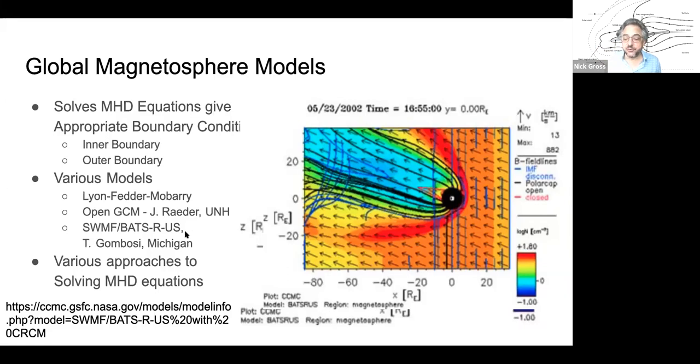Anyway, that's Jimmy Raeder's model at UNH. And then there's a Michigan model, the Space Weather Modeling Framework, also referred to as BATS-R-US. You can ask me about why it's referred to as BATS-R-US later. And it's not because it's block adaptive something, something, something grid. But the primary difference between these models is there are various approaches to solving the MHD equations.